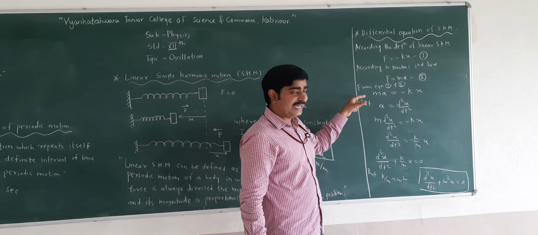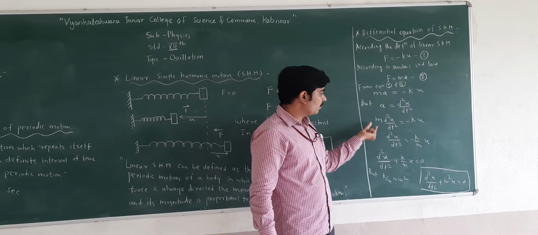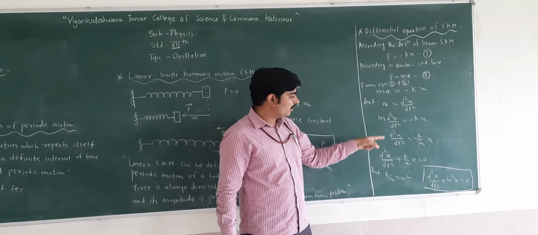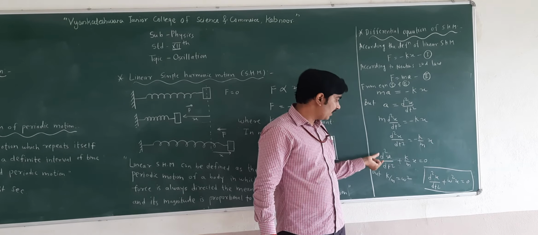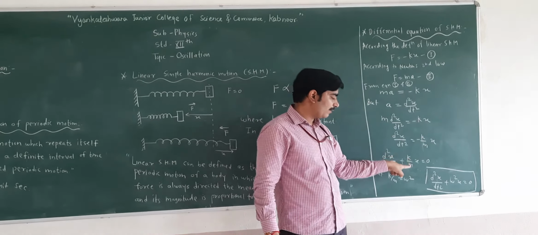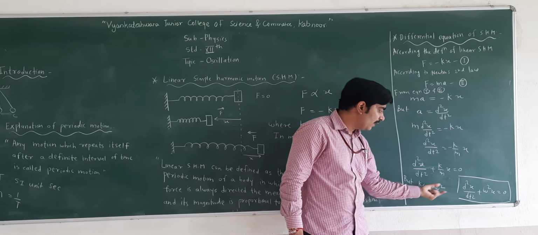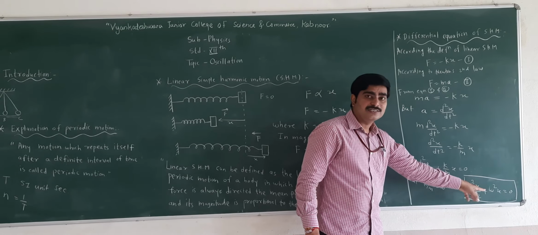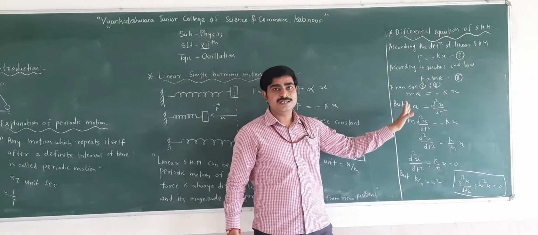But what is a? a is the acceleration, and acceleration is d2x upon dt square. So m d2x upon dt square is equal to minus kx, divided by m. So d2x upon dt square is equal to minus k upon m into x. Again, this minus will become plus, so d2x upon dt square plus k upon m into x is equal to 0. But k upon m is nothing but omega square. Therefore, d2x upon dt square plus omega square into x is equal to 0. This is the differential equation of linear SHM.